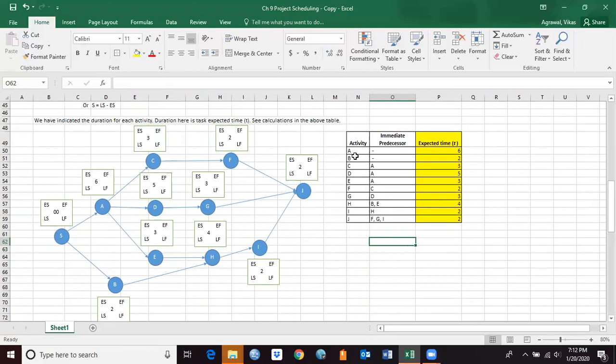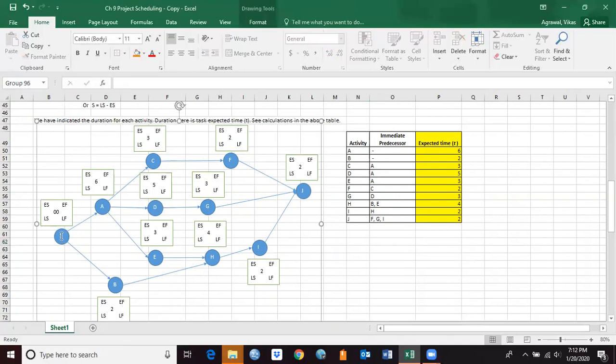Activity A and B are the starting activities, so we have multiple starts here. When you have multiple starts, or in other words, you have more than one activity in the table that does not have any immediate predecessor, then you have to start with a dummy node. The dummy node is going to have a duration of 0. So this is how we're going to do that. Dummy node here, and I'm going to draw two arrows to A and B.